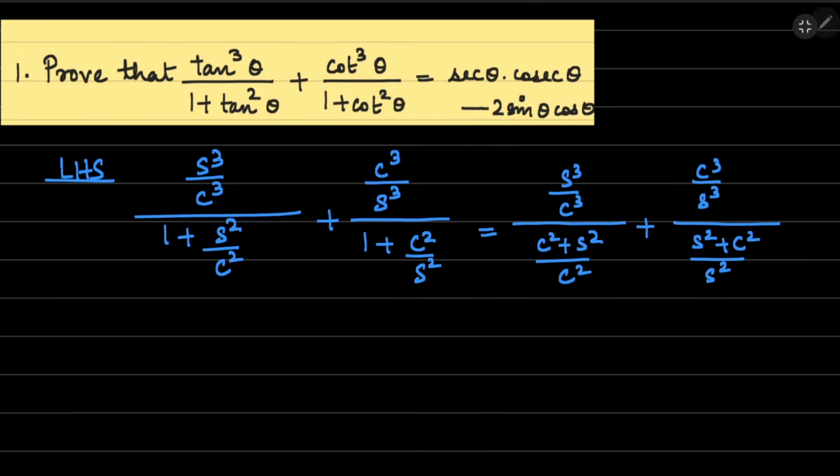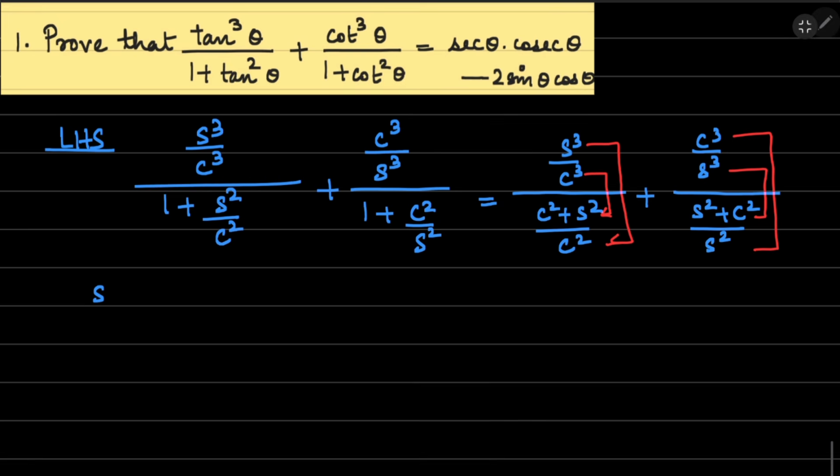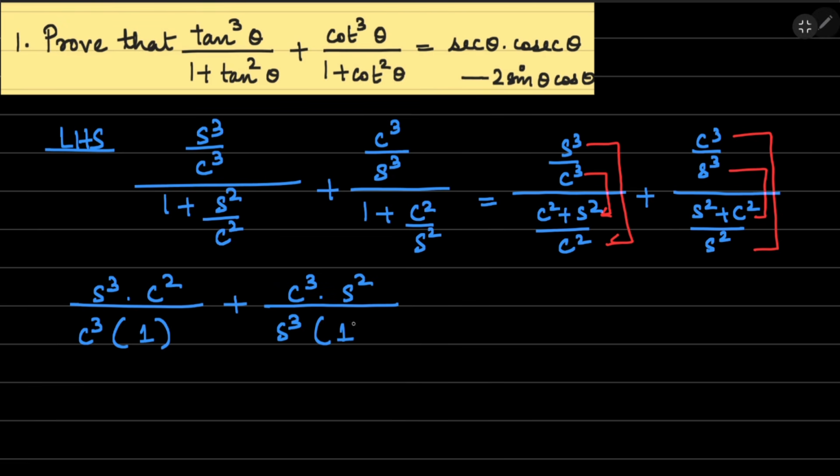Now you have to combine these fractions. Numerator of the above fraction with the denominator of the below fraction, denominator of the above fraction with the numerator of the below fraction. So this is how you will combine and write the terms. Okay, so let's combine them. So it is sine cube multiplied by cos square whole divided by cos cube multiplied by sine square plus cos square, which is 1, plus cos cube multiplied by sine square whole divided by sine cube multiplied by 1.